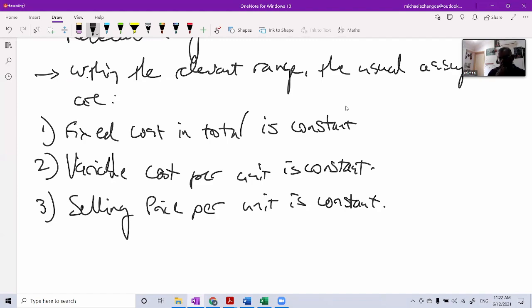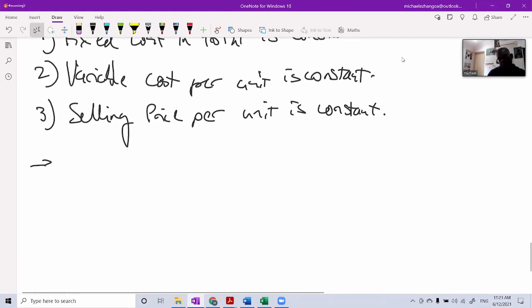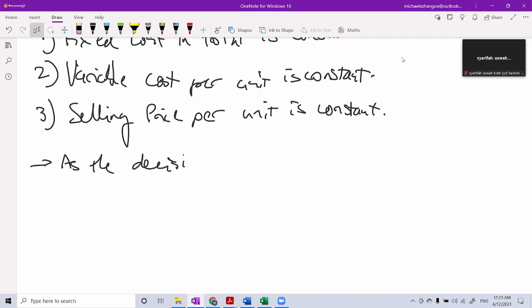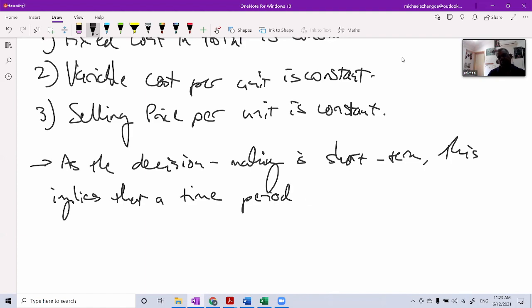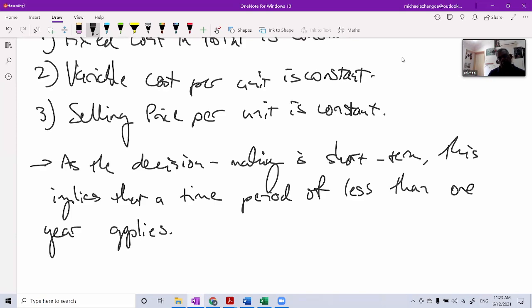And because the decision making is short term, another key point: as decision making is short term, this implies that a time period of less than 1 year applies.